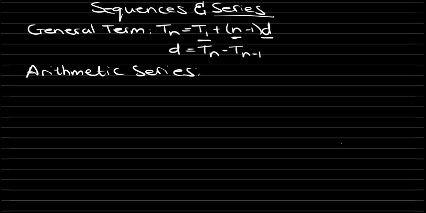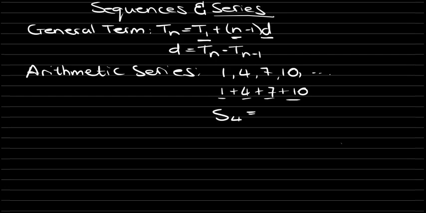So let's go back to our example. It was 1, 4, 7, and 10. Let's just take these four numbers for now. If our sequence is 1, 4, 7, and 10, our series, the arithmetic series, would be 1 plus 4 plus 7 plus 10. And what we then say is that S4 equals, that's 5, 12 plus 10, that's 22. So in this sequence, 1, 4, 7, 10, the series would be 1 plus 4 plus 7 plus 10, and the answer would be 22.